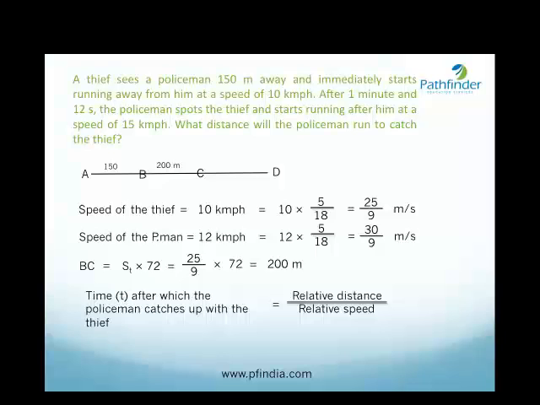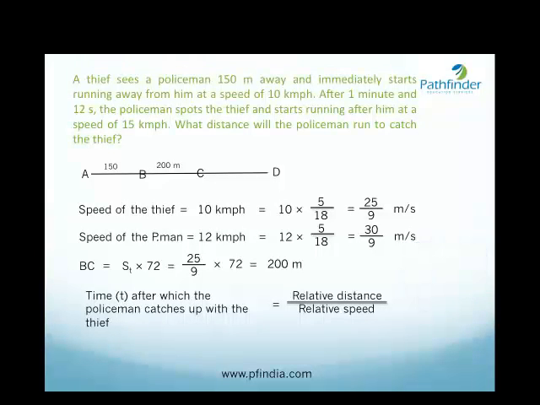And what is the relative distance? It is the distance between the policeman and the thief when the policeman just starts running towards the thief. So this is equal to 350, which is the relative distance. We have already calculated this.